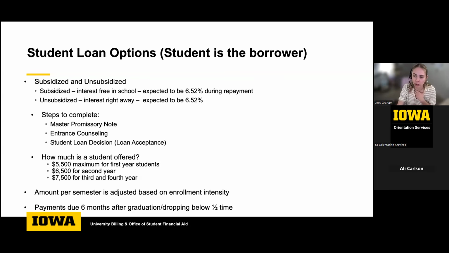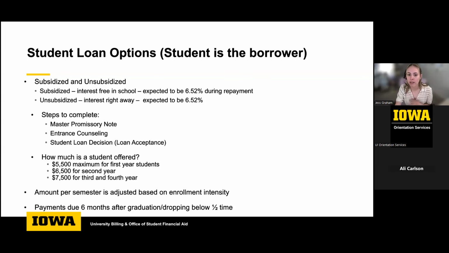If you're planning for your student to take out these loans, there are a couple of steps they need to take. First, they need to complete a master promissory note, which is basically your contract saying, yes, I know these are loans, and yes, I'm going to repay them in the future when I'm done with school. Entrance counseling is just reading through a lot of information on being a loan borrower. I kind of call it your crash course on being a loan borrower. And then there's the student loan decision, which is where your student will go into their MyUI and formally accept either the full amount that they were offered or a custom loan amount.